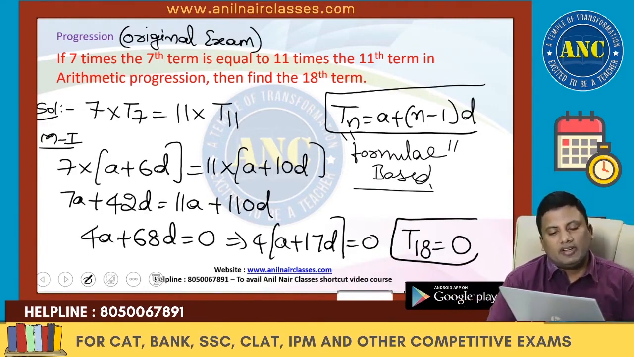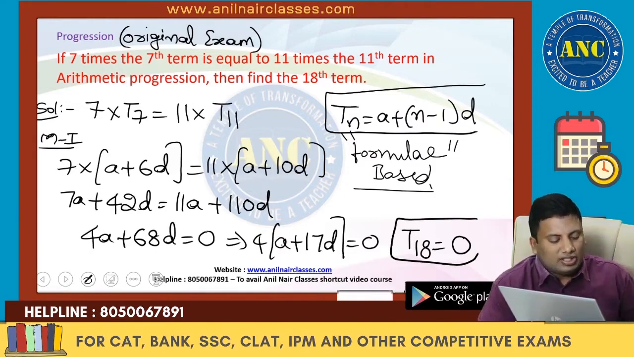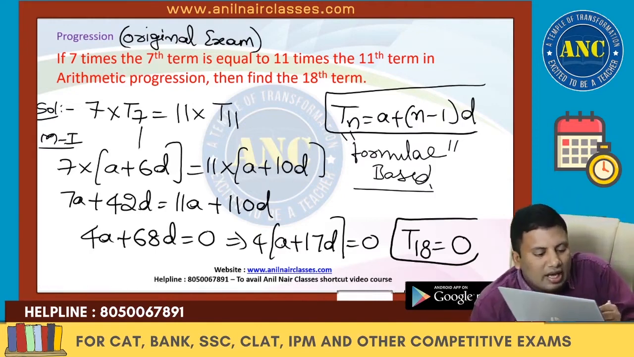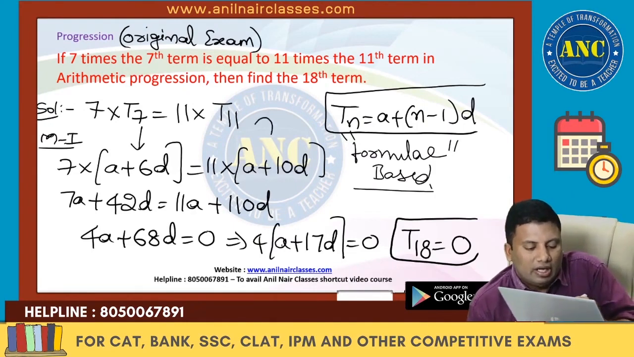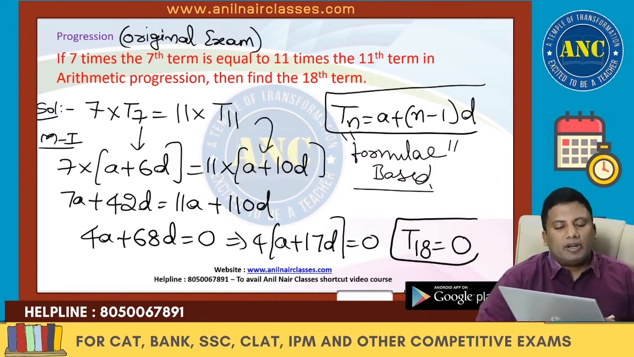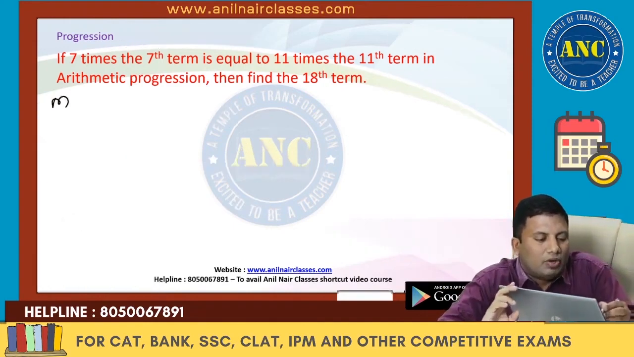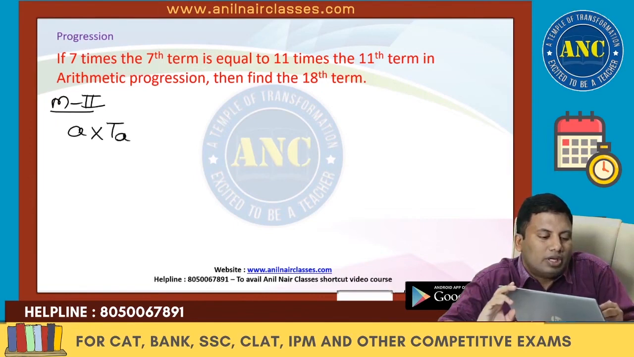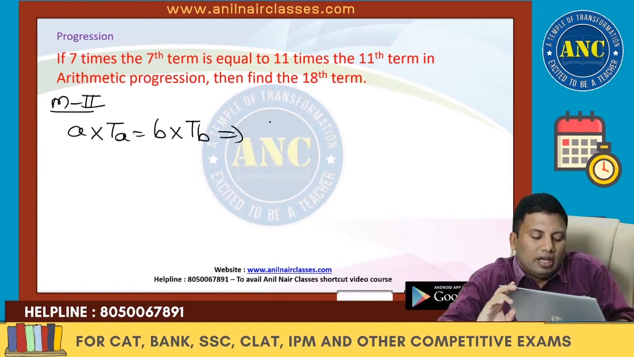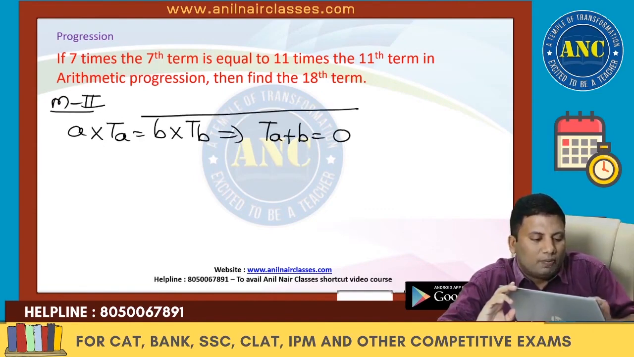7 times the 7th term is equivalent to 11 times the 11th term. So I just used Tn as a plus n minus 1 into d. Here also it is a plus n minus 1 into d. Please make a note of method number 2. A into Ta is equal to b into Tb. It is always that T of a plus b is 0. Please make a note.